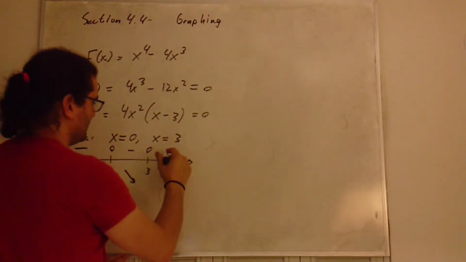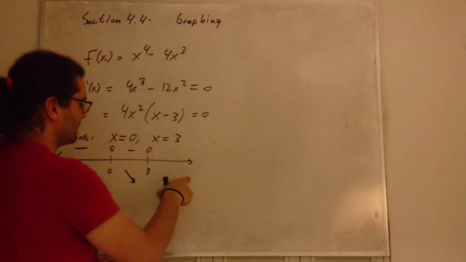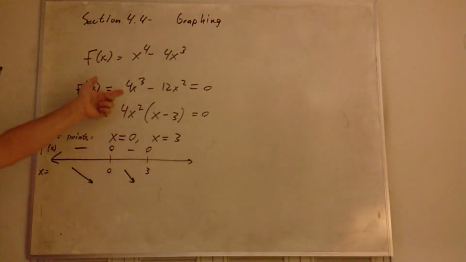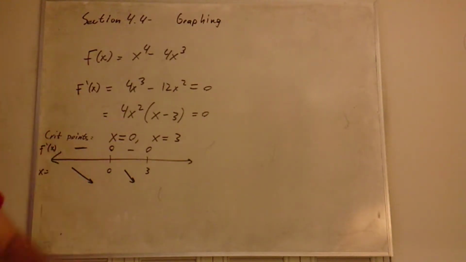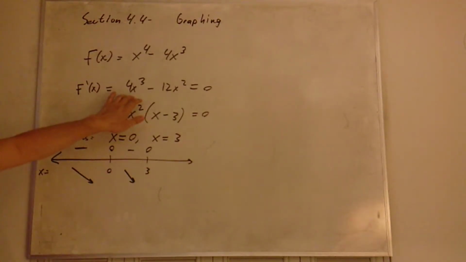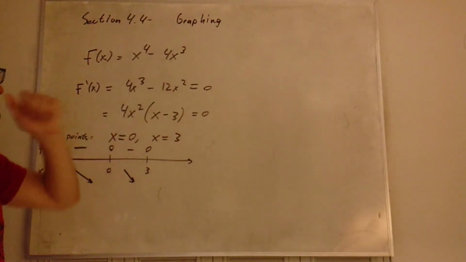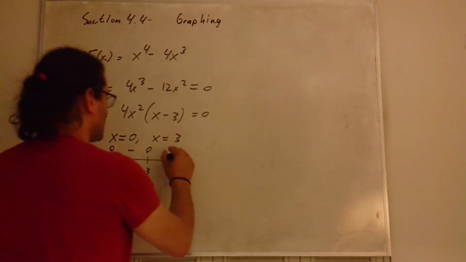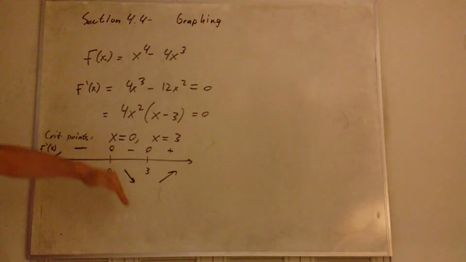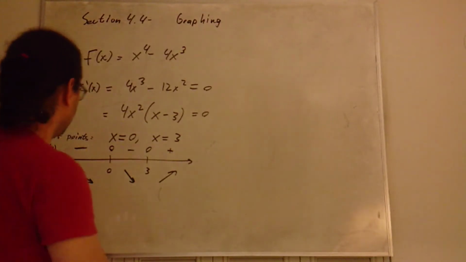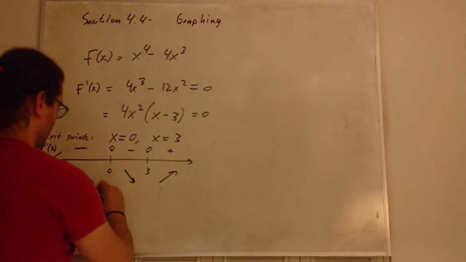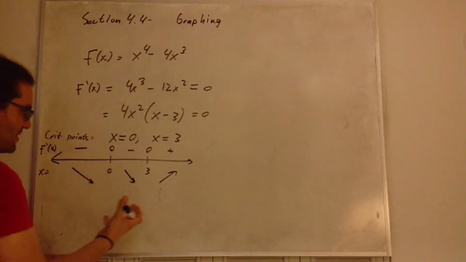And for numbers bigger than 3, we'll use 10 again. This will be positive 4,000 minus 1.2 thousand. Still positive, yes. So it's decreasing, goes flat, stays decreasing, and then increases. So the critical point at 0 is not anything, and the one at 3 is a local min.